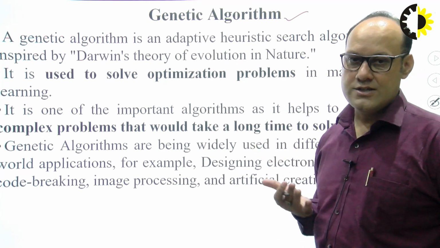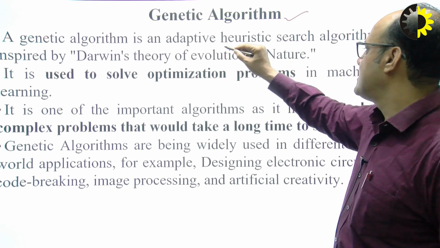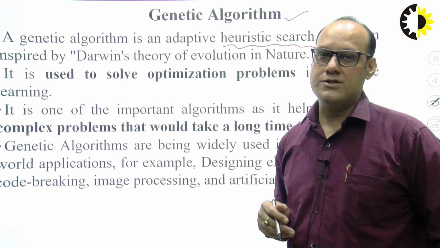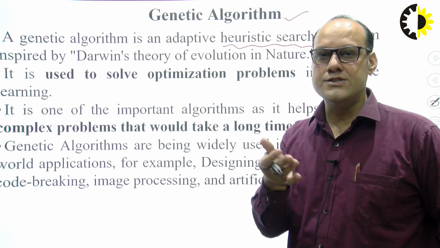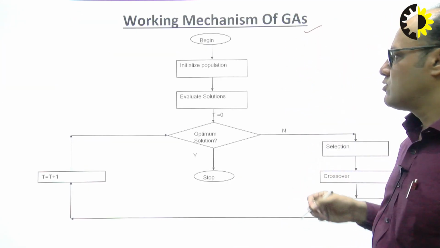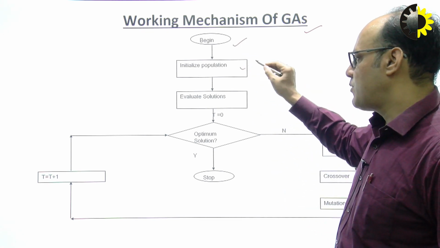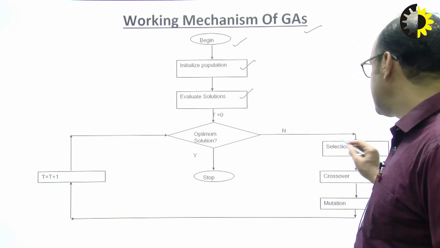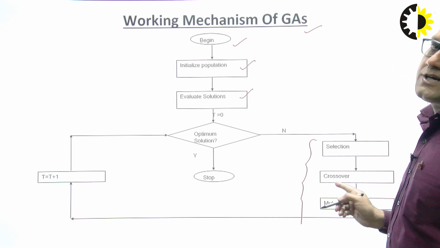The last approach is genetic algorithm. This word comes from biology, and the genetic algorithm is defined as a heuristic search algorithm which is inspired by Darwin's principle. What is the Darwin principle? You all know that everyone is trying to survive as the fittest. This is the mechanism of the genetic algorithm, and we must be clear with this diagram. We begin, initialize the population, and evaluate the solution. If we get the optimal solution, then it's okay. Otherwise, we will do these processes. This process is the concept of the genetic algorithm.